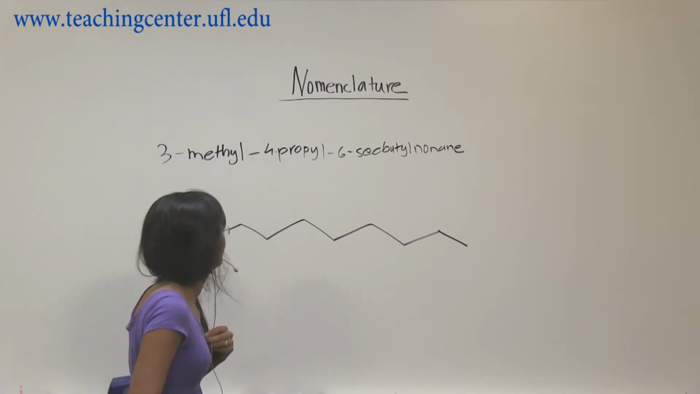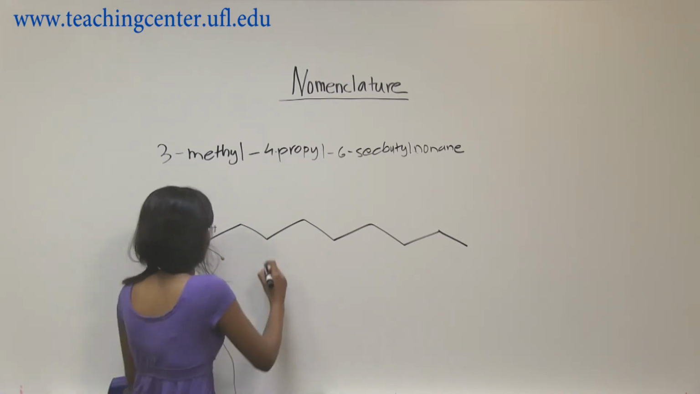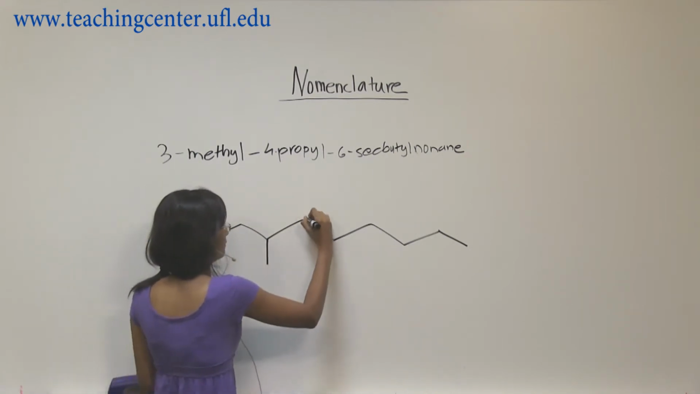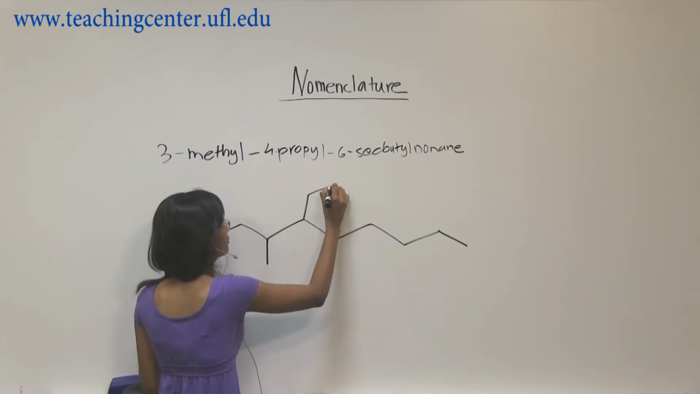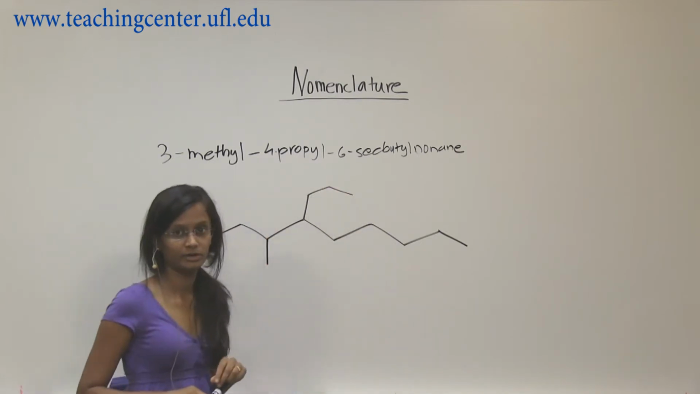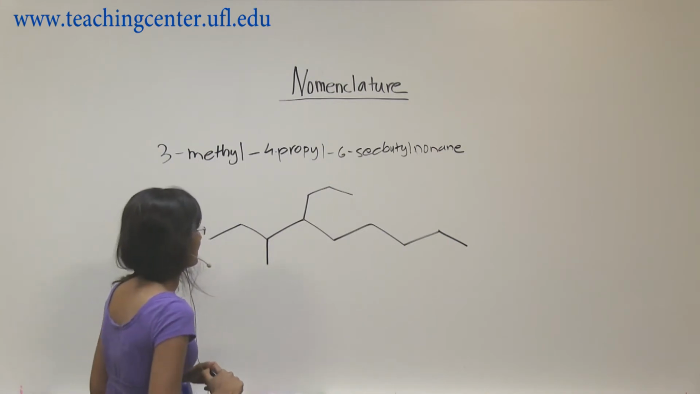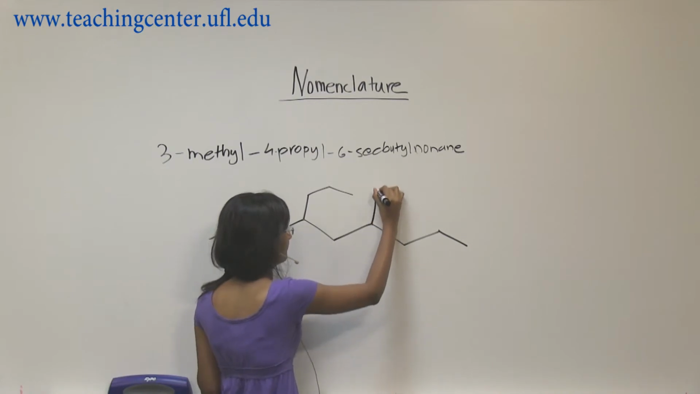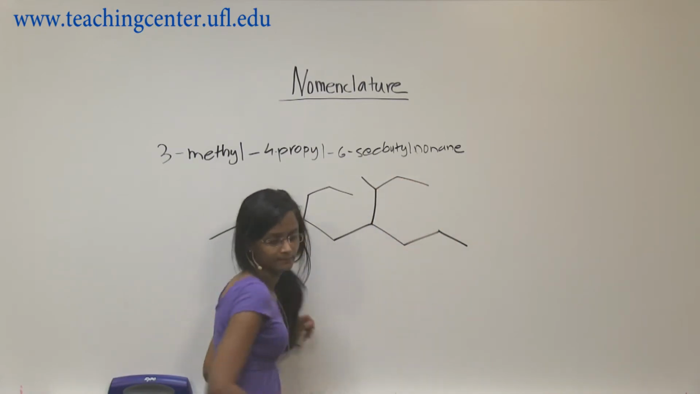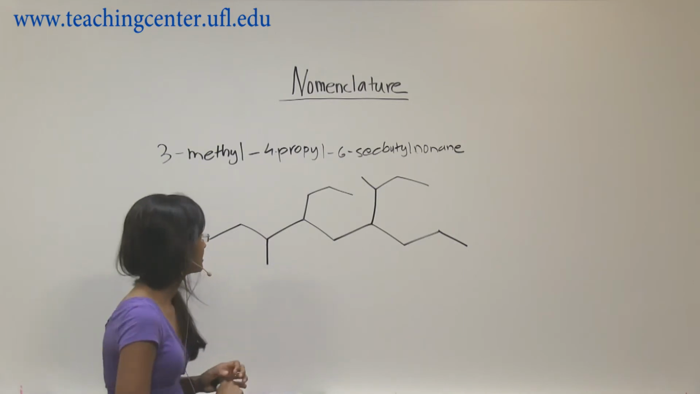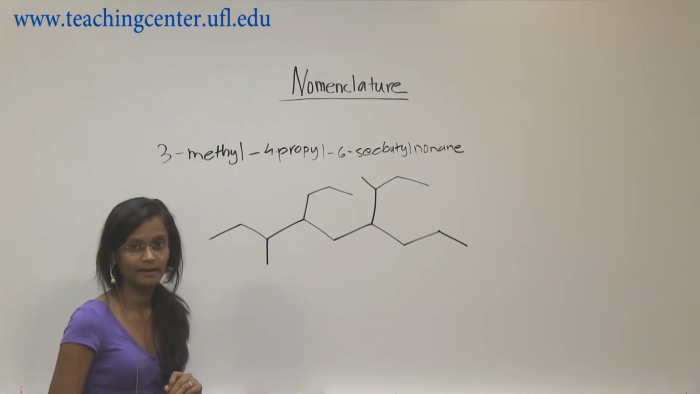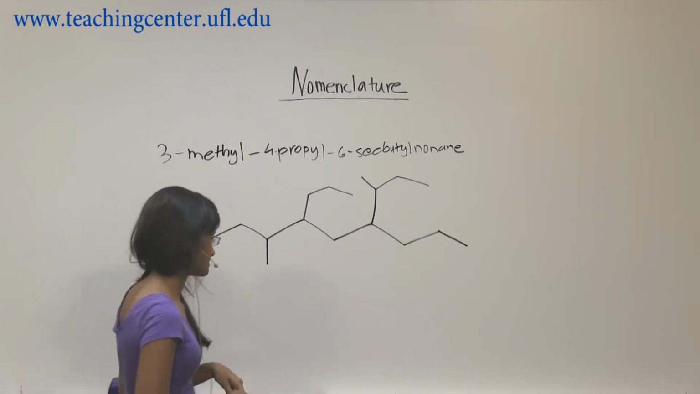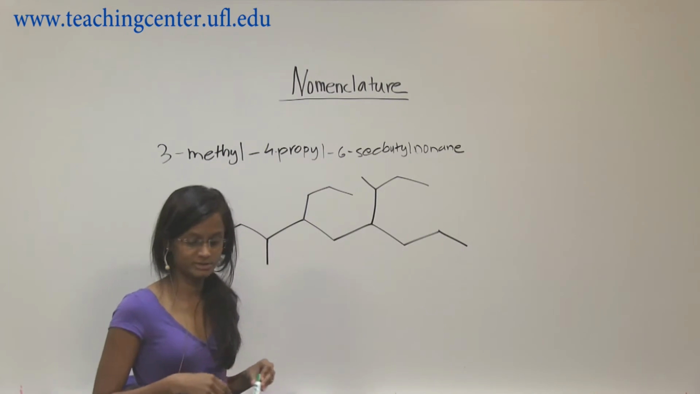Alright, now you have 3. On carbon number 3, you have a methyl group. You have a propyl group on carbon number 4. So that's that. So that's 5, 6. On 6, you have sec-butyl. Alright, so these are the substituents that you have. Now, this is a wrong name. Why is it a wrong name? You'll realize. Let's try to get the longest carbon chain here.